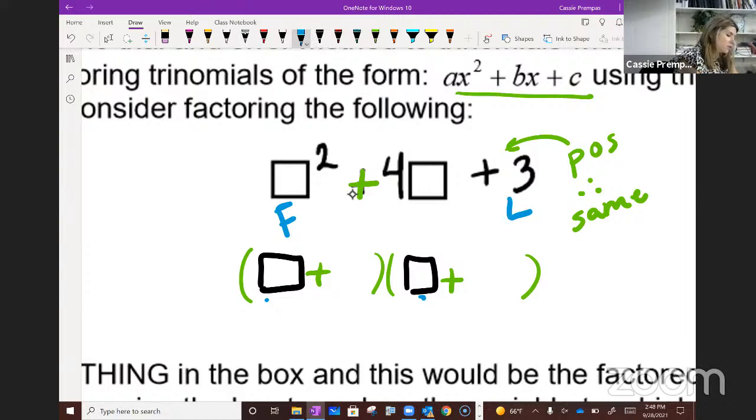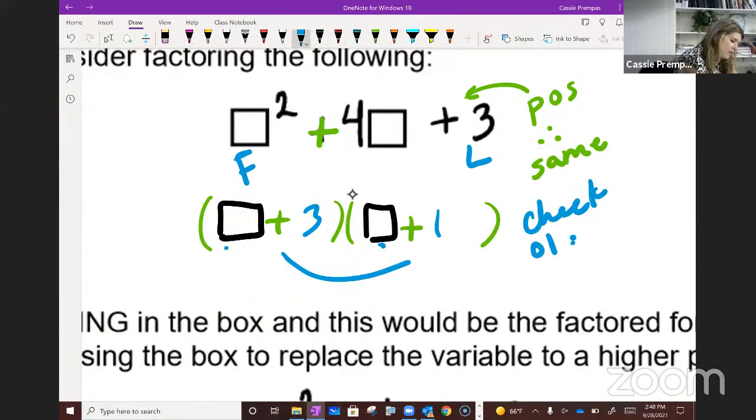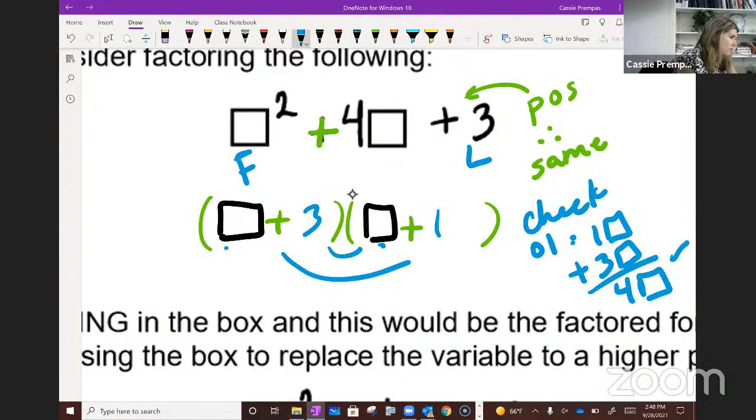Now let's undo the L. What times what would give me 3? Yep, 3 and 1. And if I check the O and I, one box plus 3 boxes gives me 4 boxes. Exactly right. So 1 box plus 3 boxes gives me 4 boxes.